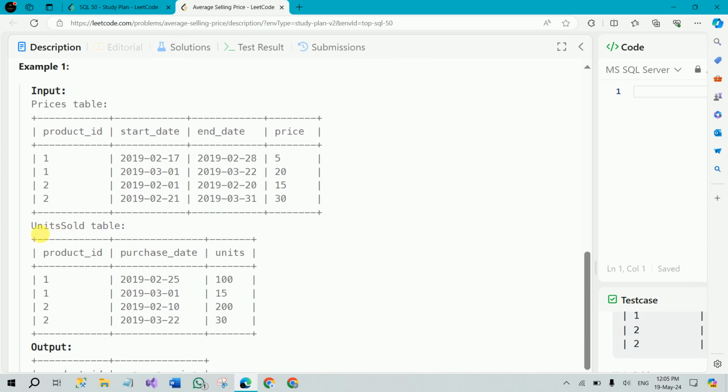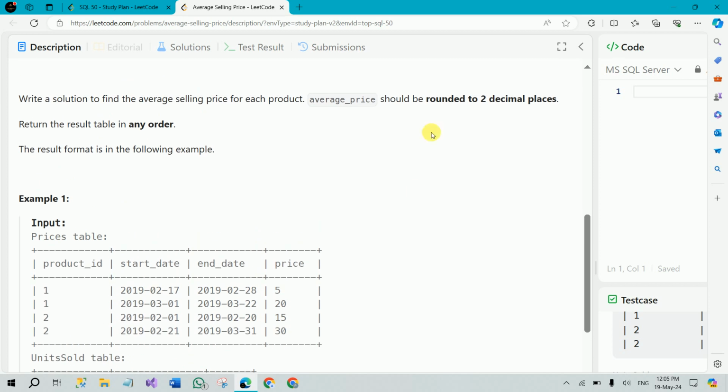results in both tables, so it means we are going to use the group by clause. And also to calculate the average price, we might have to use either the average function or sum or count function. So we are going to use aggregate functions. Then we have to round the result to 2 decimal places, means we are going to use the round function.